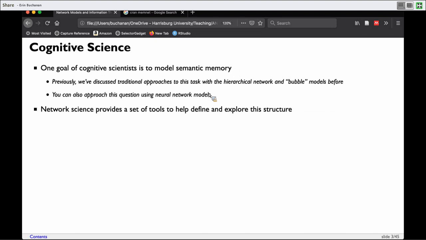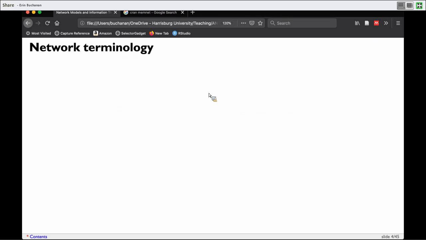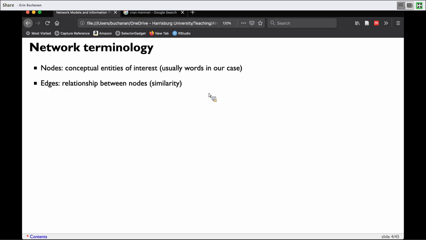Okay, we covered that. So network science provides us a set of tools to really take information out of the network once we build it. The nodes in a network model, the bubbles, are whatever we're interested in, and that's usually a word. And then what are called the edges are the relationships between those nodes, so they're the lines that connect one bubble to another.